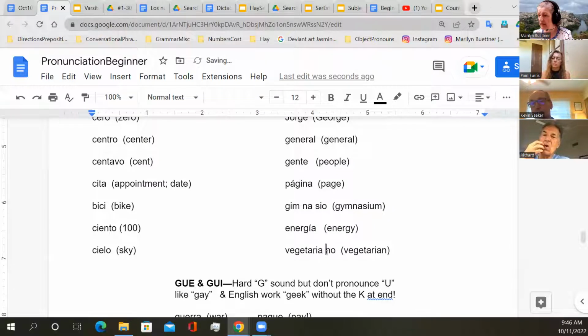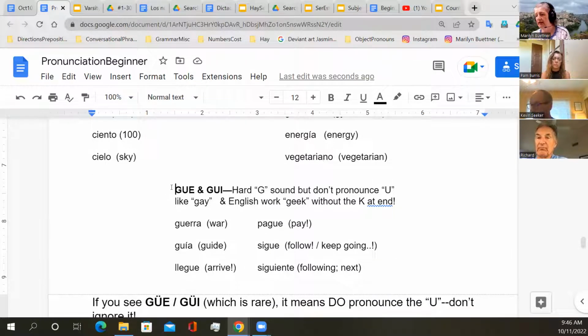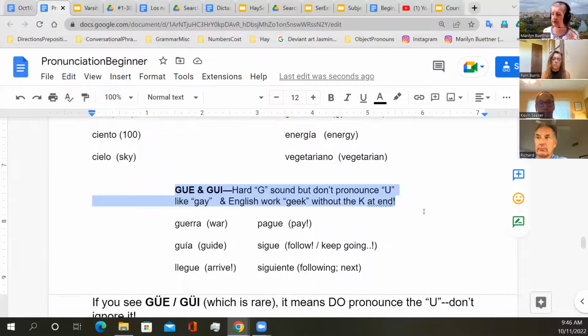Let's take a look at a special little case that happens with la letra G. There are some words that deserve a little bit of a special look. The GUE and GUI. Now, normally we tell you pronounce every letter that you see, but in these two combinations, GUE and GUI, the U goes silent. Okay, the U goes silent because the U has a job, and the job of the U is to stand there and force the G to go into hard g mode, because GU dictates it'll be a hard G. Good. But we don't pronounce the U.